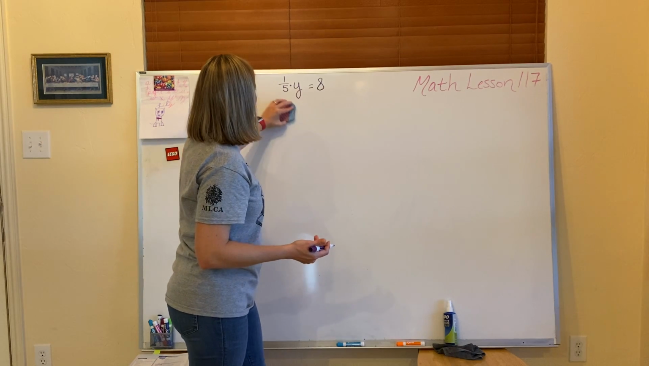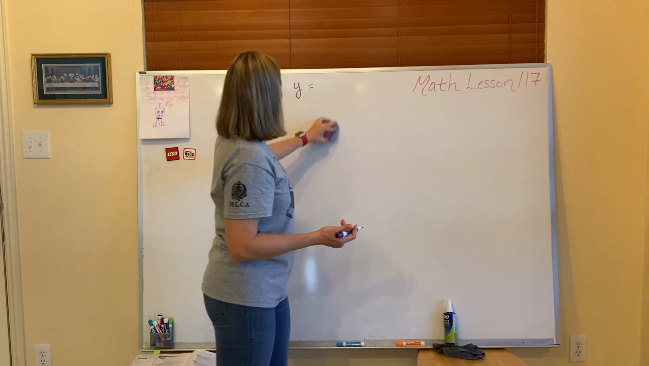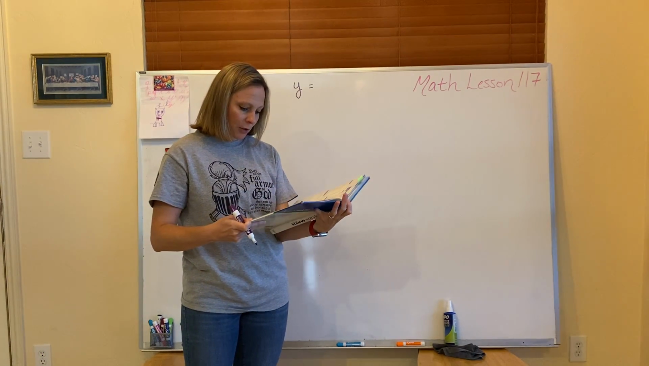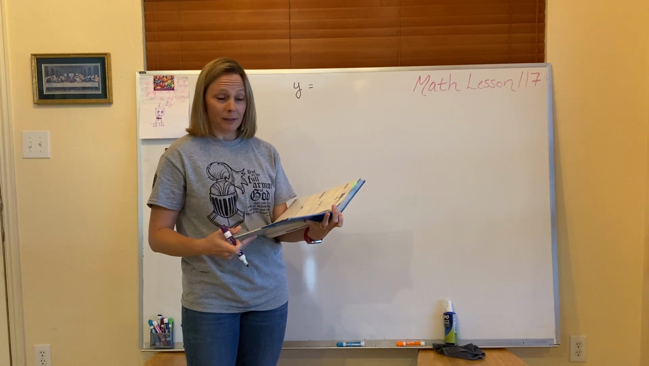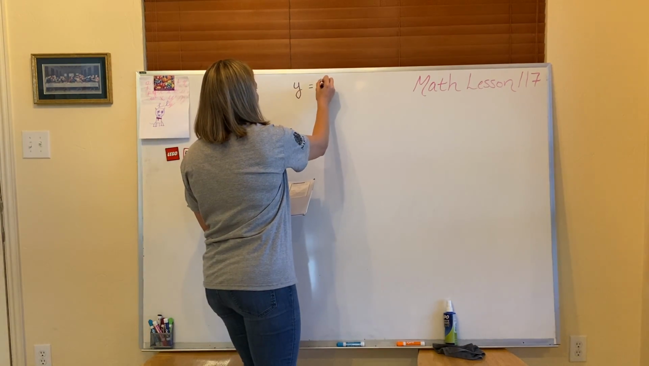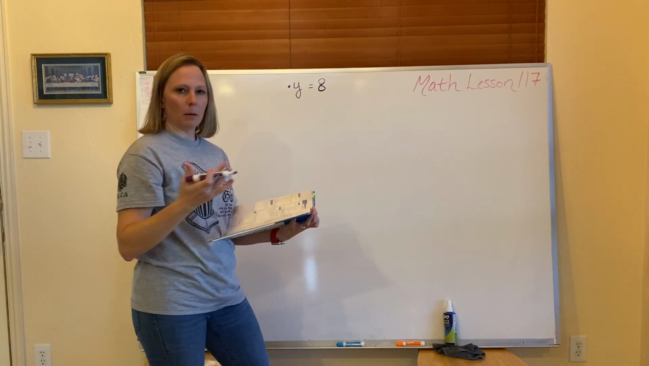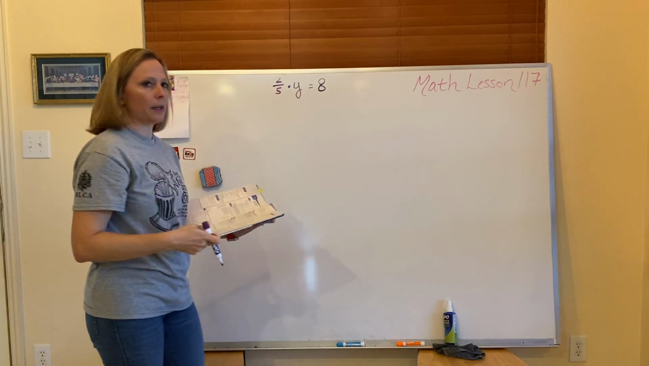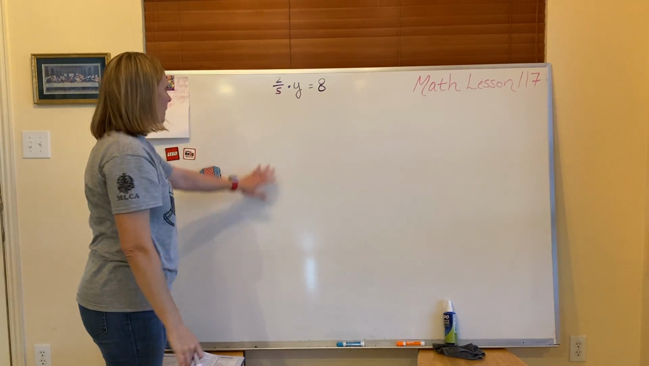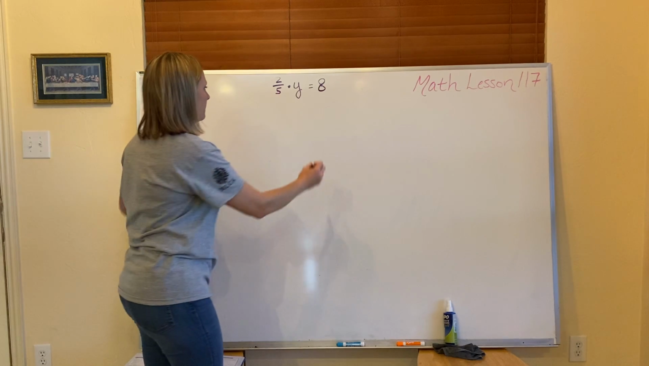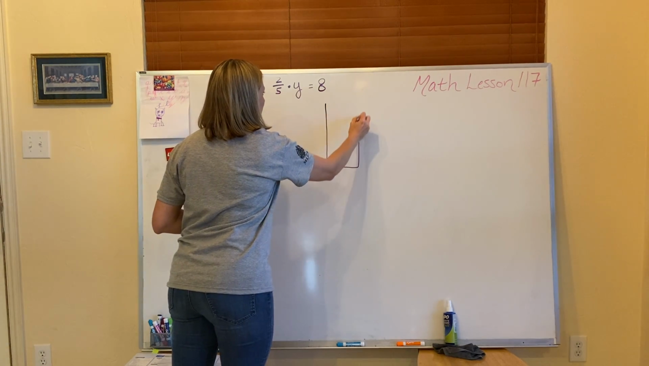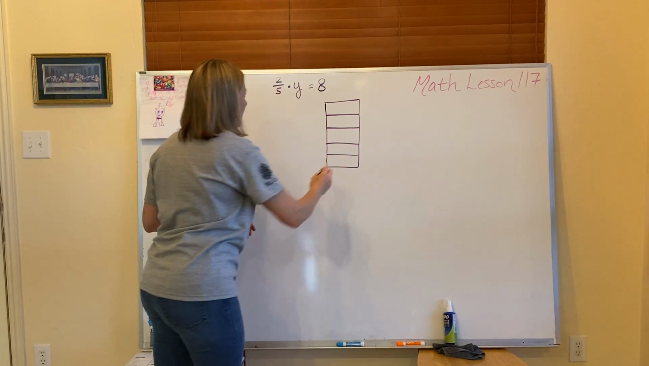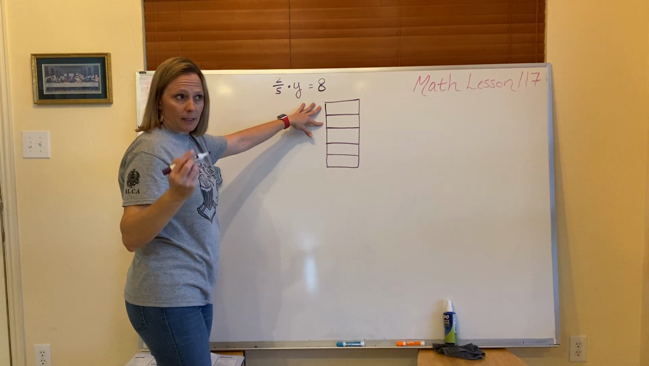Let's look at B. B says 8 is 2/5 of what number? So 8 equals Y times 2/5. Okay, so we've divided our box into 5 again. But this time, 2 of the boxes together equal 8.